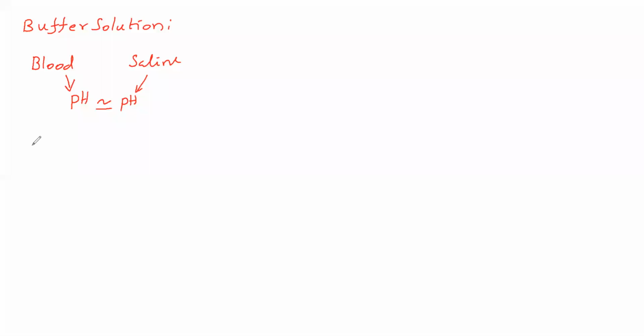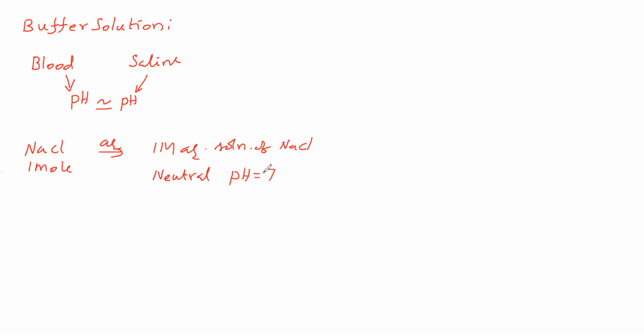Now we will take 1 mole of NaCl, and to this we will add water. We will prepare a 1 molar aqueous solution of NaCl. In this salt, neither cation nor anion undergoes hydrolysis. Therefore, this solution is neutral. Neutral solution means pH is equal to 7 if the temperature is 25 degrees Celsius.